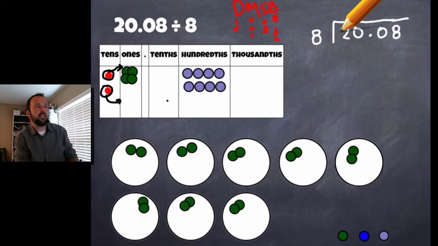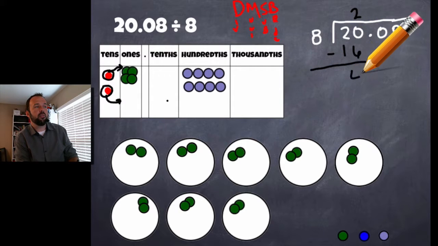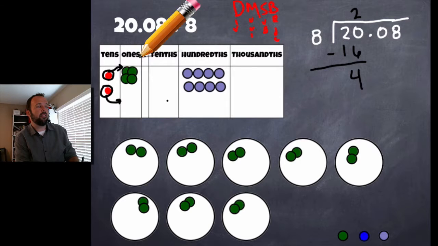I was able to take those 20 1s and divide them by 8, and that gave me 2 in each group, right? So I did 8 groups of 2, well, that got me to 16, right? 1, 2, 3, 4, 5, 6, 7, 8, 9, 10, 11, 12, 13, 14, 15, 16. So now I did my divide, I did my multiply, I'm going to do my subtract. 20 minus 16 would give me 4, which is the 4 that I have left over here.